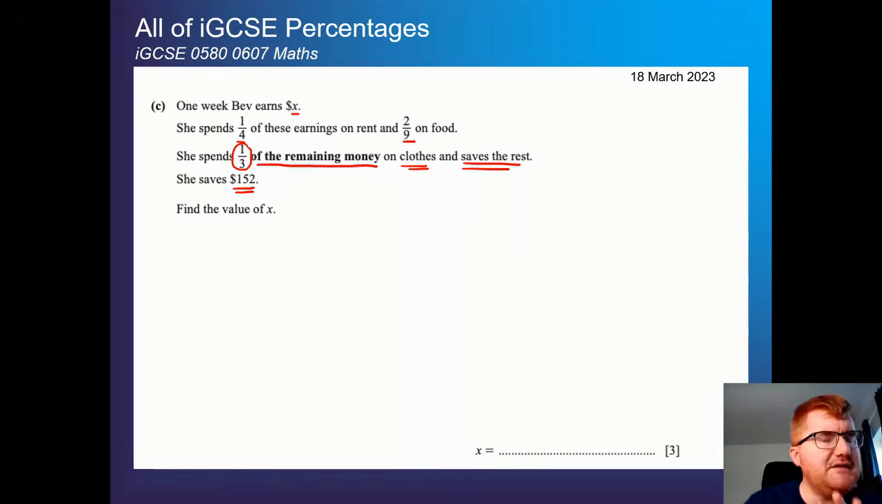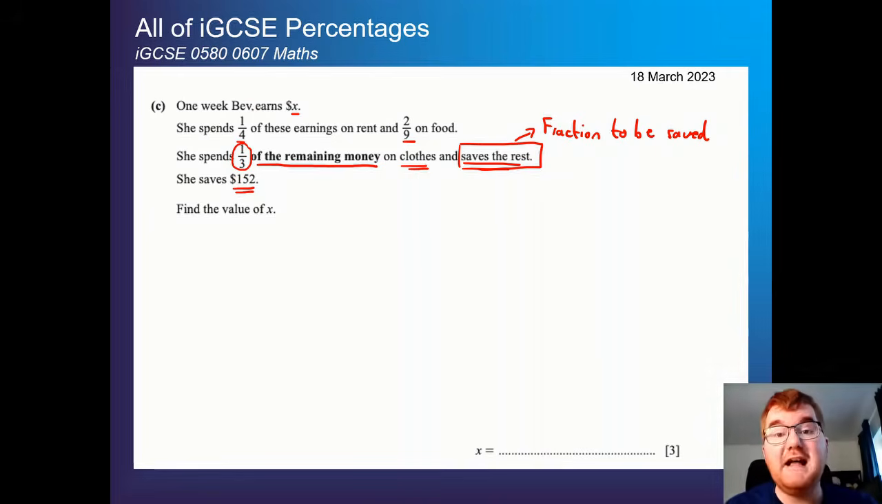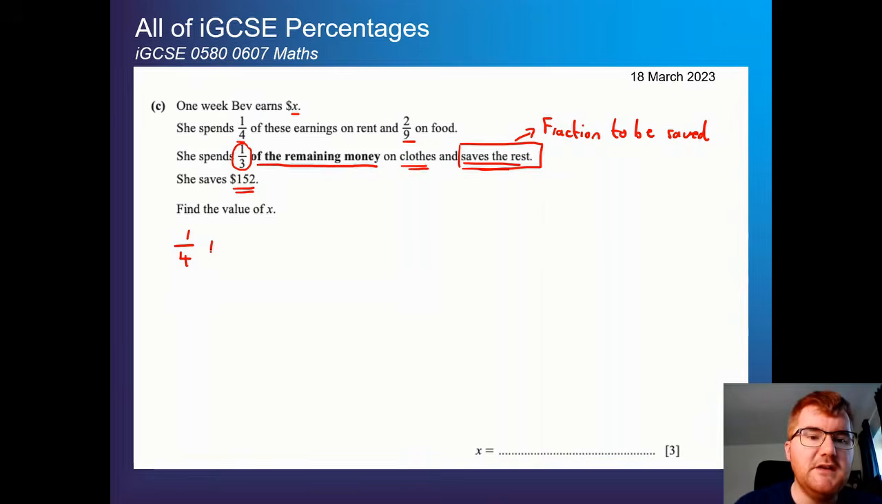So I'm going to ignore the X for the time being here, but I'm just going to be working out how much money she's taking off and what fraction is actually being saved here. So my focus here is to work out the fraction to be saved. I'll talk through that at the moment. So say you've got a full amount of money here, and we're going to take off a quarter and 2/9. So the first thing I want to do here is work out a quarter plus 2/9.